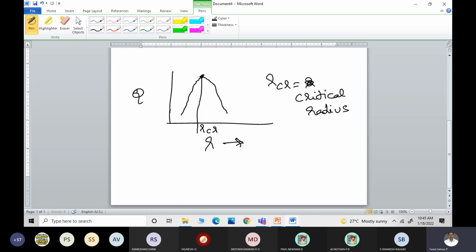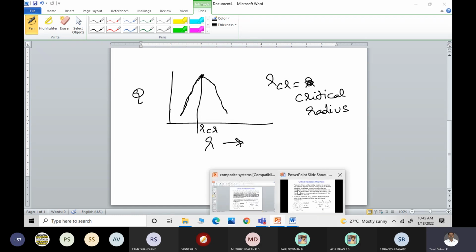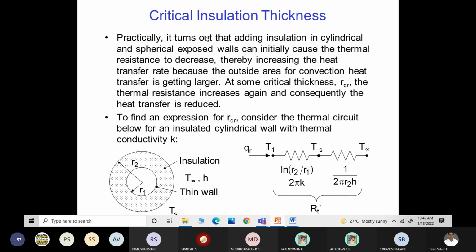Now, why does this heat transfer increase when we increase the radius, or why does thermal resistance reduce initially? Practically, it turns out that adding insulation on cylindrical and spherical exposed walls can initially cause the thermal resistance to decrease. When thermal resistance decreases, heat transfer increases. Why does the thermal resistance decrease? Any reason? What is the reason? Am I audible?